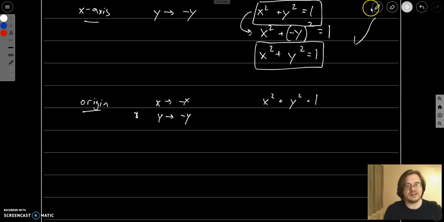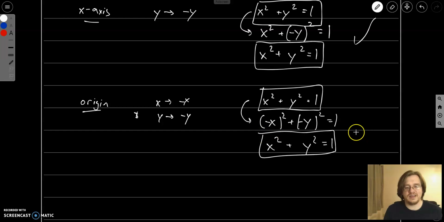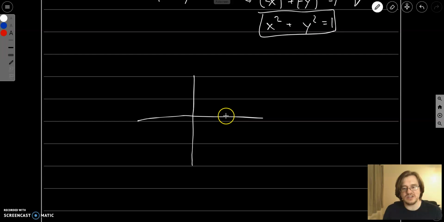And for the same reasons that everything canceled out before, for symmetry about the origin, if I replace x with minus x and y with minus y, all of the negative signs will cancel out. So negative x squared, well, that's just x squared. Negative y squared is going to be y squared. And everything's equal. So this graph has all three types of symmetry that we've talked about. So this is going to be a highly symmetrical object and one very symmetric shape.